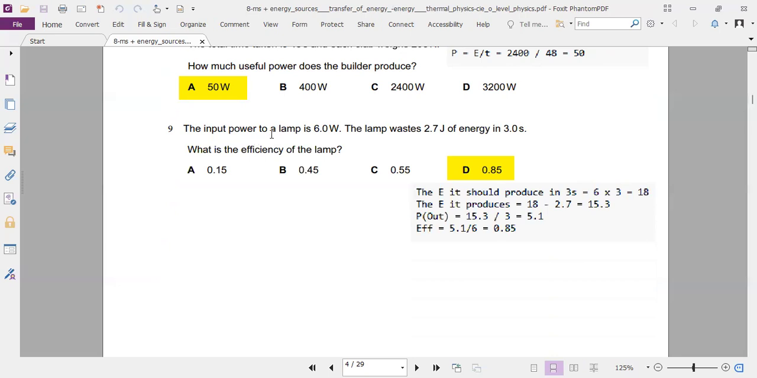Question number 9: the input power to a lamp is 6 watts. The lamp wastes this much energy. What is the efficiency? First of all, we calculate the output power. The energy it should produce ideally without waste is the 6 watts power times the time of 3 seconds, which is 18. Well, it produces 6 times 18 minus 2.7. So the P out is 15.3 divided by 3, that is the power out. That was the energy and this is the power. The efficiency will be out over in, and it is 0.85.